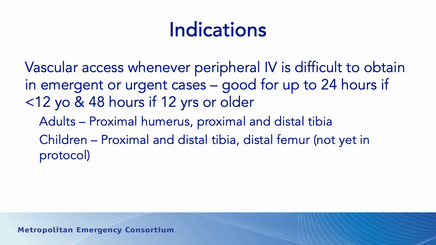Insertion sites for adults are the proximal humerus as well as the proximal and distal tibia. As part of our protocol, we cover humerus and proximal tibia. You can use the distal tibia, overlying the distal tibia at the inner aspect of the ankle, or the medial malleolus. In children, we can use the proximal and distal tibia as well as the distal femur. The distal femur has been advocated more and more for children, but it's not yet in the protocol. The one advantage of distal femur is it seems like it's the easiest to secure in the correct position. There's also been discussion about using femoral IOs in adults.